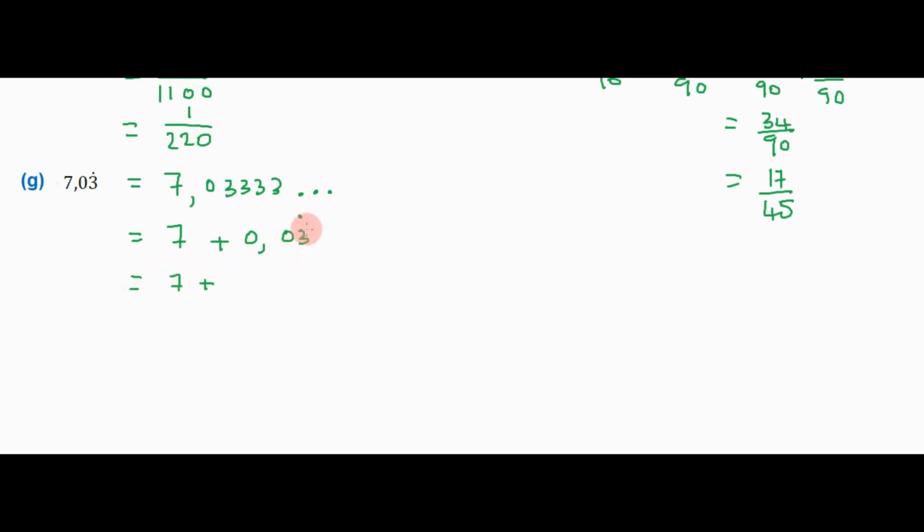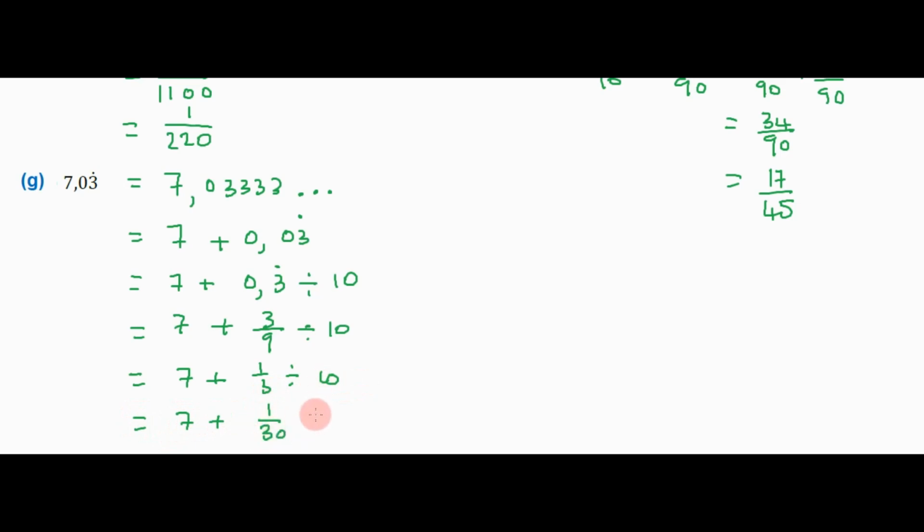And once again, we want the 3 to be one place after the comma. So we can rewrite it as 0.3 recurring, then divided by 10. And of course, we can use the method that we've been using up to now and write this as 3 over 9 divided by 10, which is 7 plus a third divided by 10. We multiply the 3 by the 10, so it's 1 over 30.